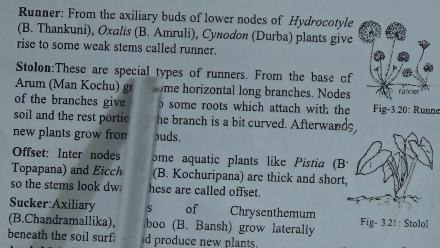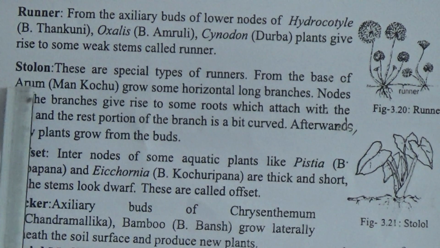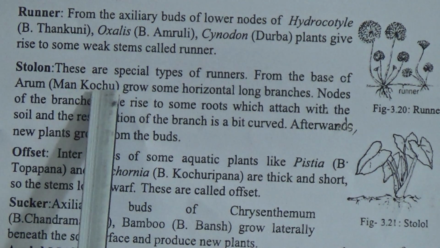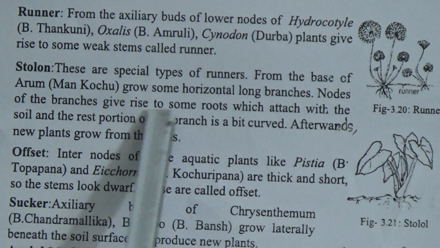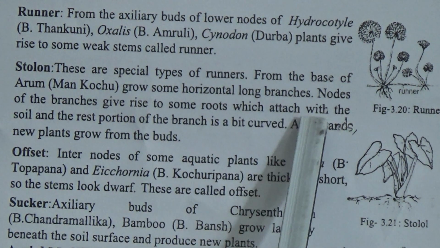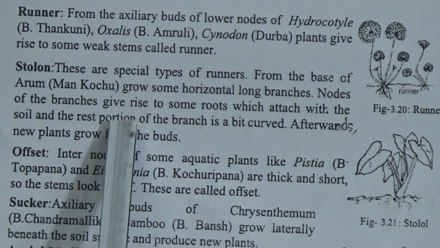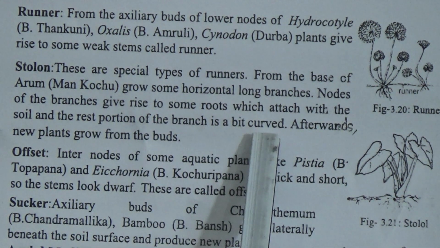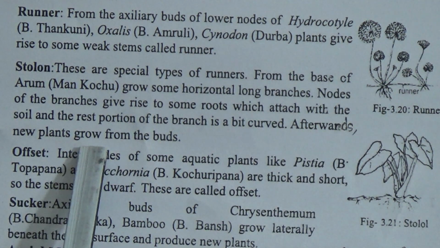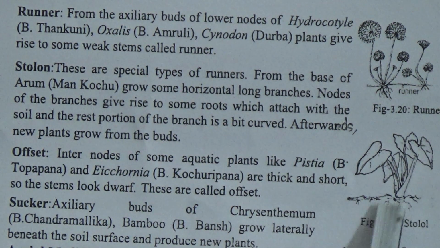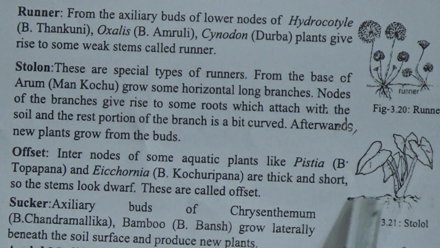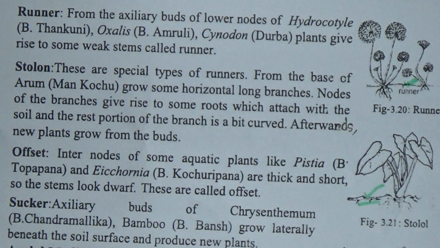Stolon. These are special types of runner. From the base of arum, Bangla name Mankochu, some horizontal long branches grow. Nodes of the branches give rise to some roots which attach to the soil, and the rest of the branch is a bit curved. Afterwards, new plants grow from the buds. And here is a picture of stolon. In this figure, this part is called stolon, and here is the runner. And now offset.